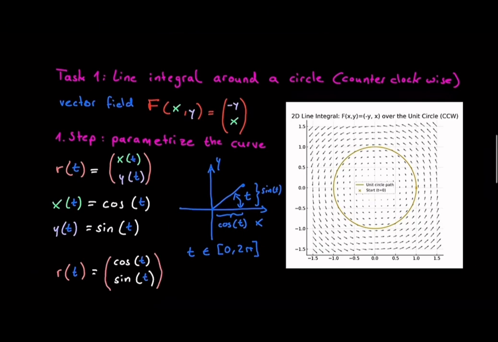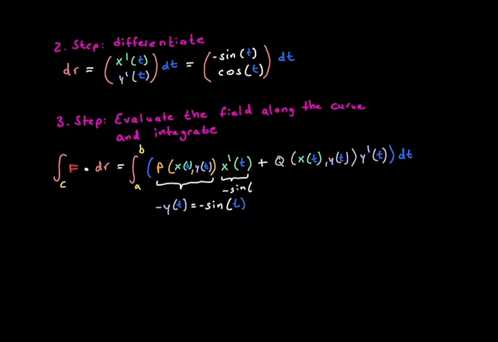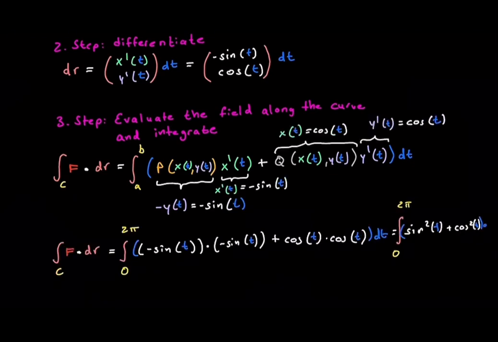Its derivative, the tangent vector, is negative sine t and cosine t. When we plug this into the field, we get the same vector, negative sine t and cosine t. Taking the dot product gives sine squared plus cosine squared, which is always 1. So the integral is just 1 integrated from 0 to 2 pi. That adds up to 2 pi.